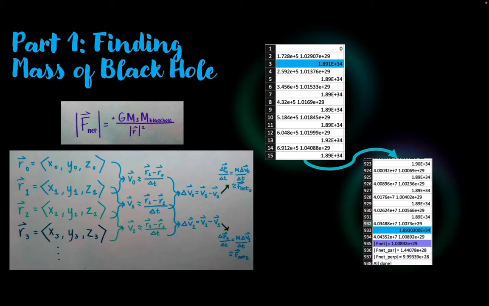So my final average black hole mass came out to approximately 1.89 times 10 to the 34th kilograms, and F net came out to approximately 1.00892 times 10 to the 29th.